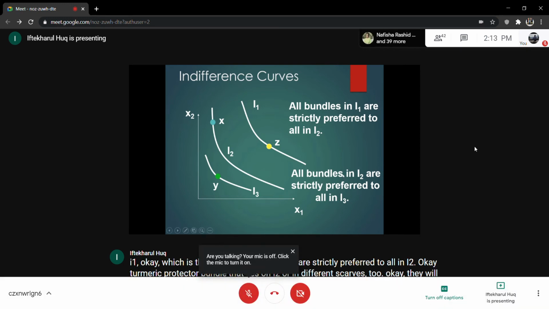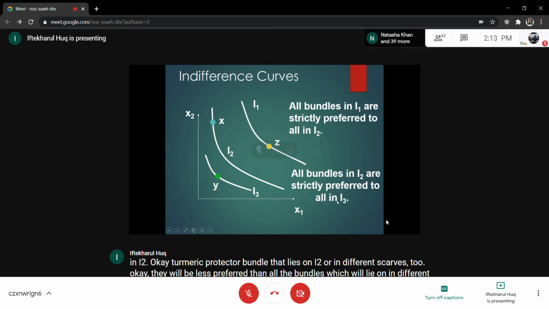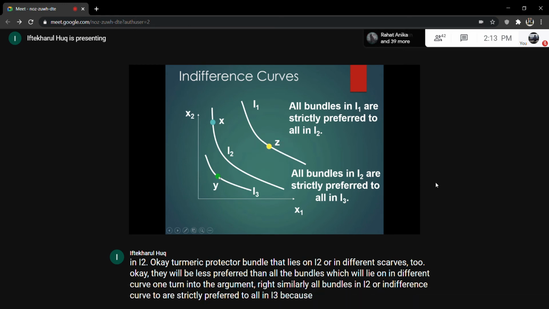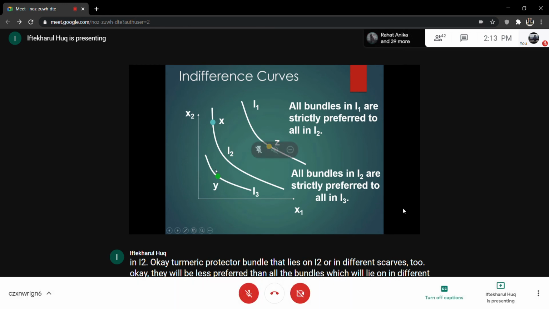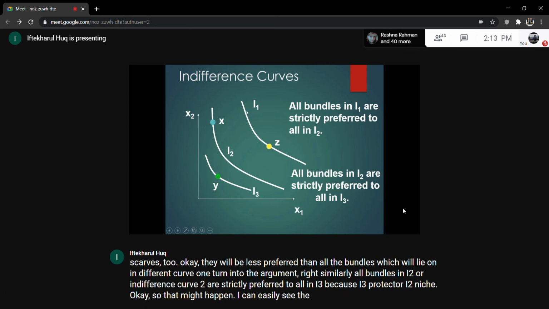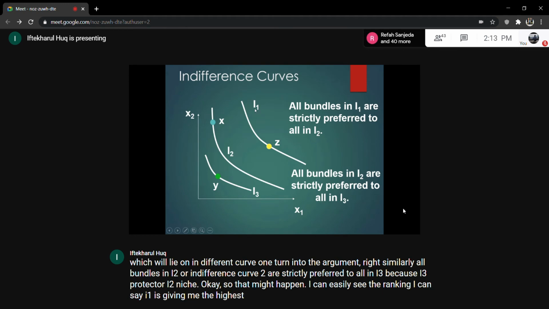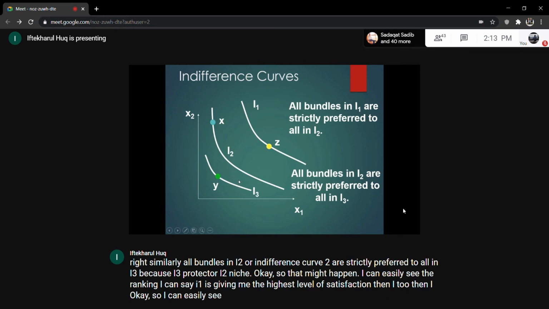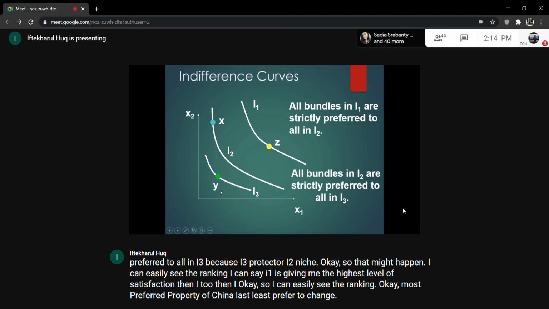Similarly, all bundles in I2, or indifference curve 2, are strictly preferred to all in I3, because every point of I3 is below I2. Okay, so what have you done now? I can easily see the ranking. I can say I1 is giving me the highest level of satisfaction, then I2, then I3. The first is most preferred, then this one, then this one is least preferred. If another indifference curve remains below this, that will be even less preferred, and if another indifference curve remains above this, that will be even more preferred.